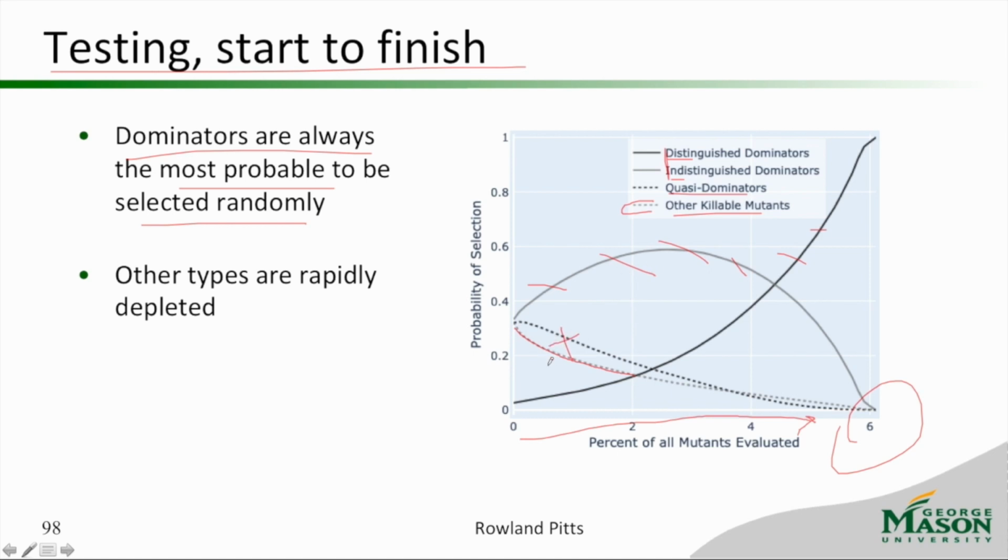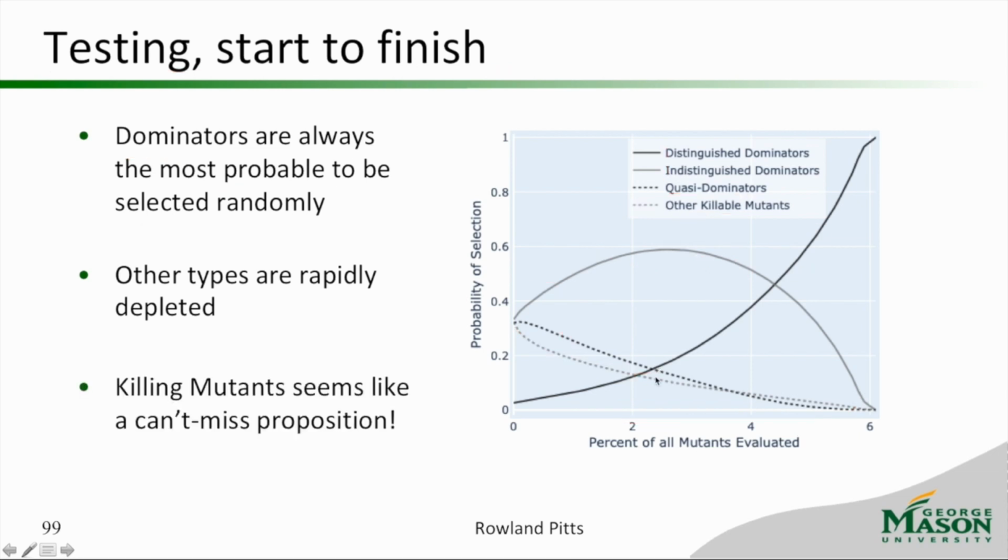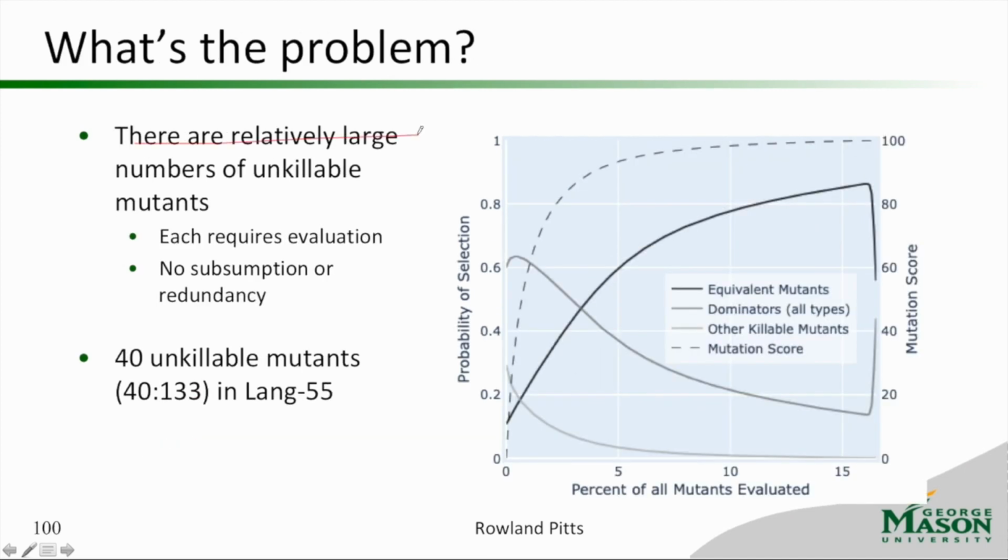And regardless of what's selected, the rest plummet rapidly because of that low-hanging fruit, the funneling effect of everything that's subsumed gets killed very rapidly. So killing mutants almost seems like a can't-miss proposition. The problem is that there are relatively large numbers of unkillable mutants. Remember, in line 55, 40 of the 178 mutants are not killable. So roughly a quarter in that case, but 40 out of the 133.